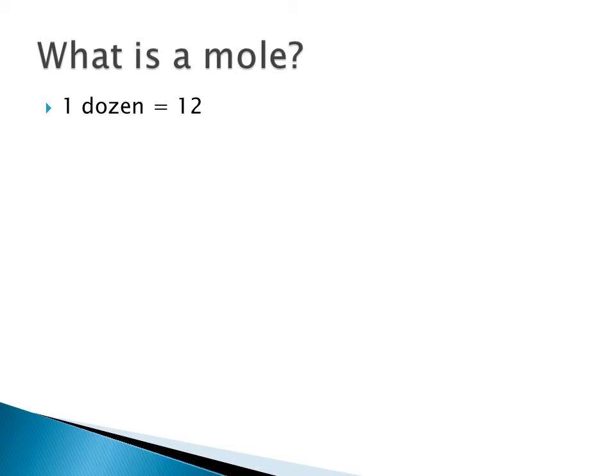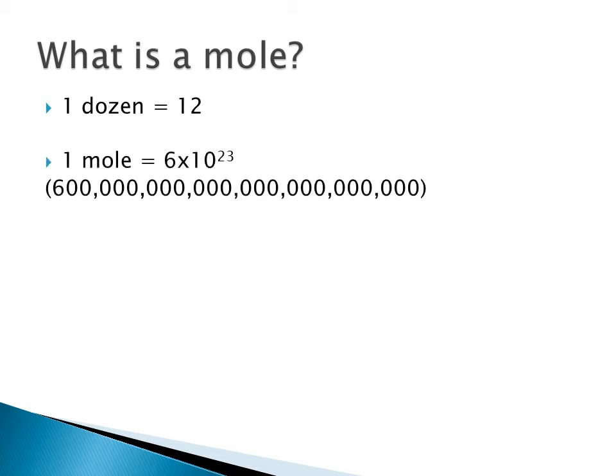Now in chemistry we don't deal with dozens. We deal with rather larger numbers, and a mole is simply a large number. 1 mole represents 6 times 10 to the 23 whatever it is. So if you were to go and get a mole of eggs, you would have 6 times 10 to the power of 23 eggs. That's rather a lot. To give you an idea of how big that number is, that's more than the number of stars in the known universe.